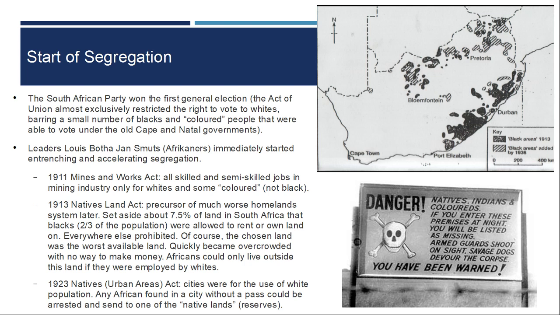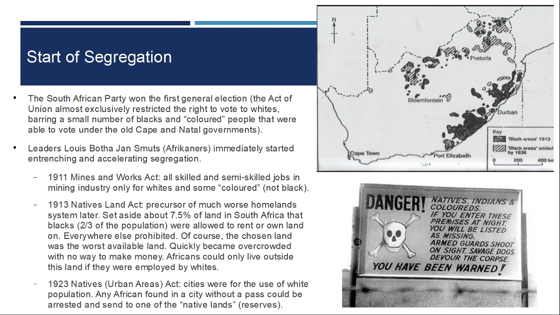So in 1911, for example, one of the first things they pass is the Mines and Works Act, which says all skilled and semi-skilled jobs in the mining industry are only for whites. Notice at this point that the previous segregation laws didn't necessarily directly use racial language. The closest we got was that civilized and uncivilized thing. And we're skipping a lot of stuff that happened in the late 1800s, but again, it follows that pattern. But we're now seeing just flat out racial language in it.